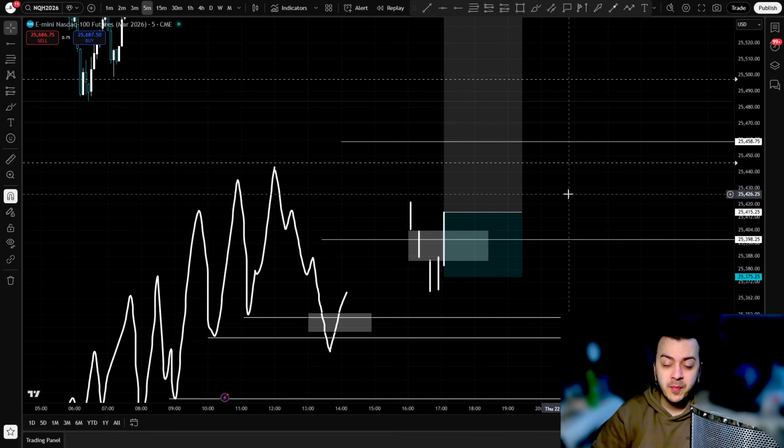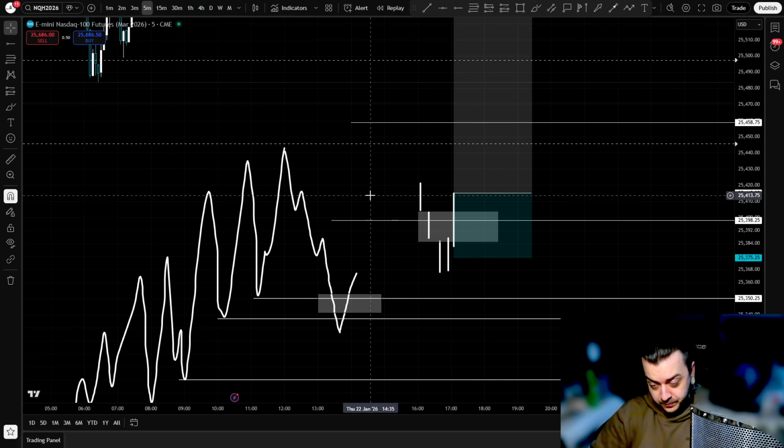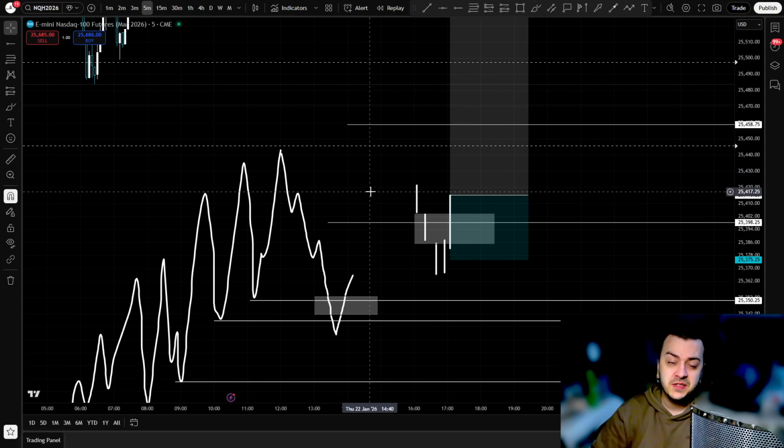And this is basically my model. It's pretty simple, and I think it makes a lot of sense when you think about liquidity. Once you sweep liquidity, you want to target liquidity on the other side of the curve. That's really, really obvious.